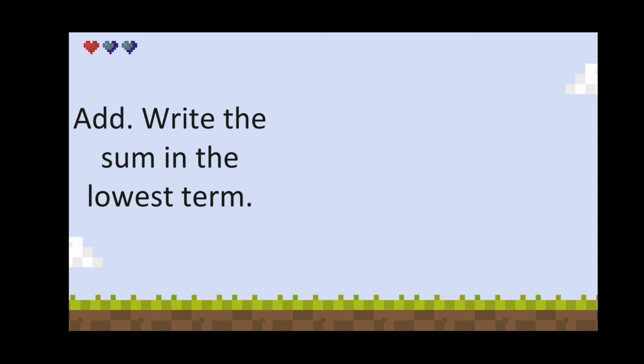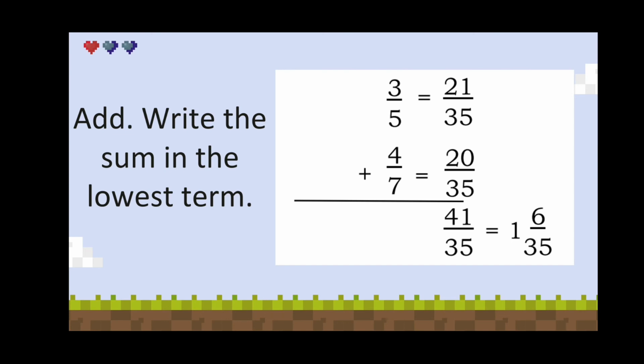Next, add. Write the sum in the lowest term. So, we have here 3 over 5, which is naging 21 over 35 na siya. And then yung 4 over 7, naging 20 over 35. So, we're going to add the numerators. So, we have 21 plus 20 equals 41. And then, syempre, ang denominator niyan ay yung common denominator pa rin, which is 35. So, as you can see, improper fraction yan. Dahil mas malaki or mas mataas ang value ng ating numerator, which is 41, kesa sa denominator, which is 35. So, ang magiging lowest term yan is a mixed fraction, which is 1 and 6 over 35.